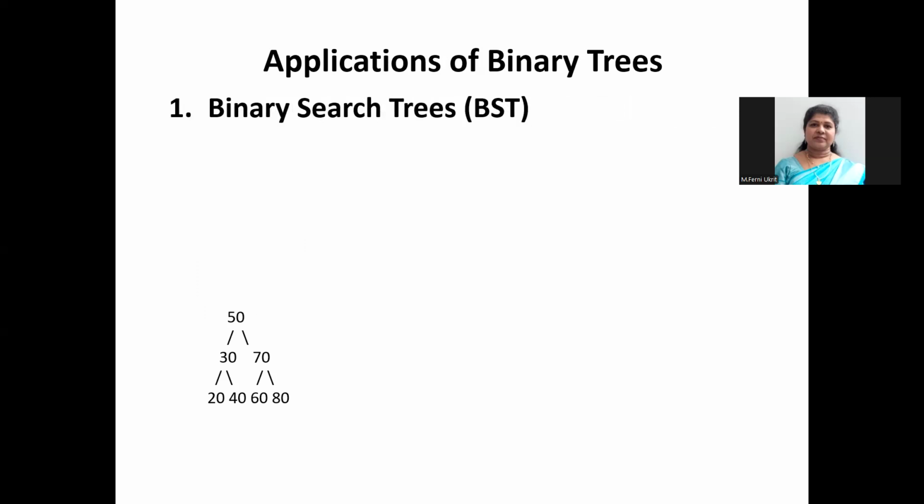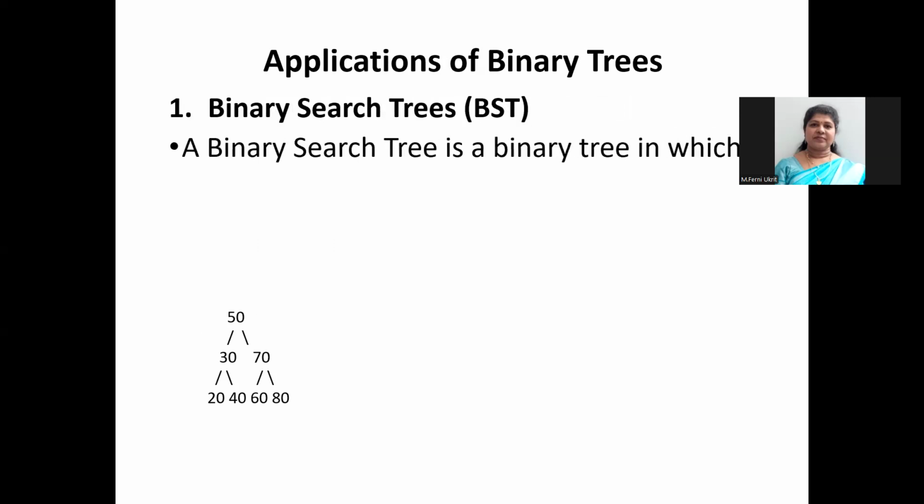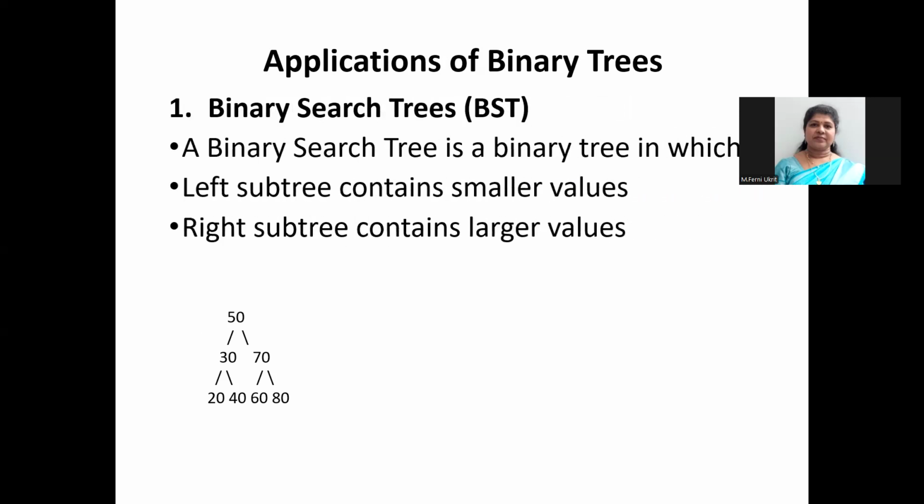So the applications will be binary search trees. A binary search tree is different from a normal binary tree. In a binary tree, you can have any values in the left tree and any values in the right tree. But in a binary search tree, there is a condition where the left subtree will contain smaller values than the root and the right subtree will contain larger values than the root.